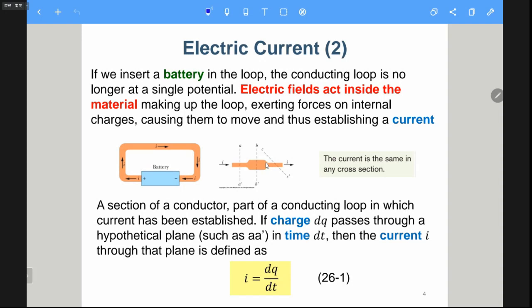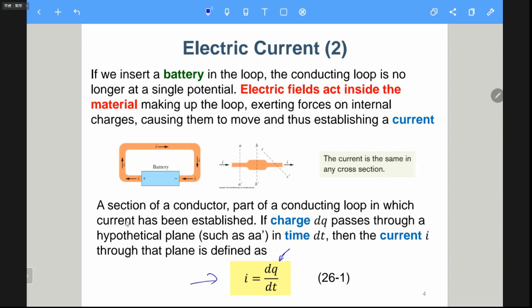Because we have the definition here, I equals dq dt. Actually, I think in chapter 21, at the very beginning, we already saw this one. Actually, we used that to define the charge, and now we use it to define the current, which is very strange. So you don't really know which comes first.